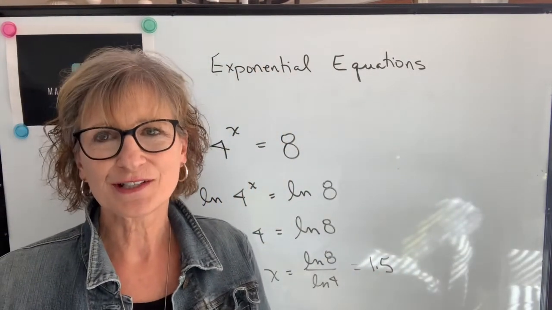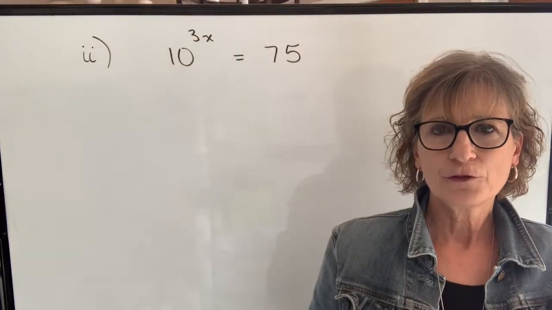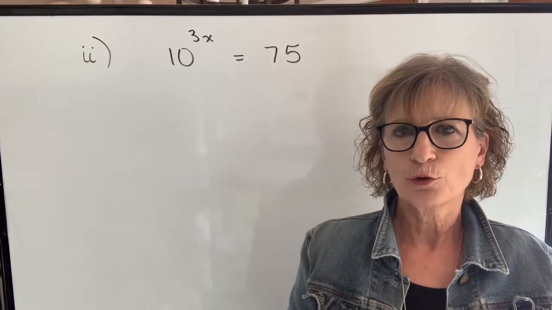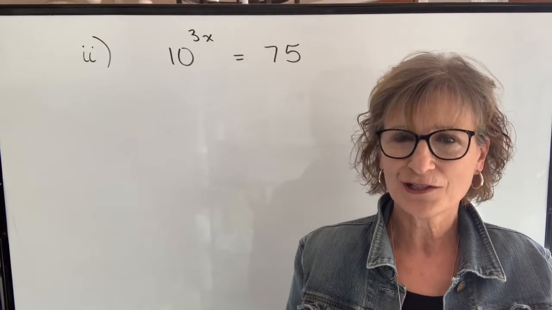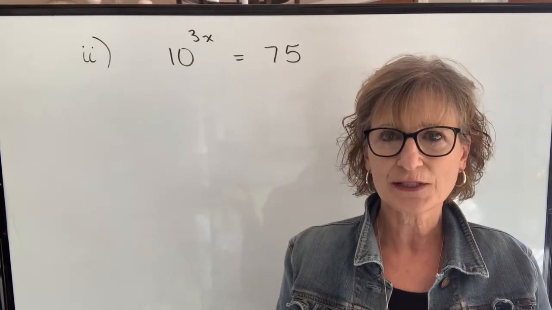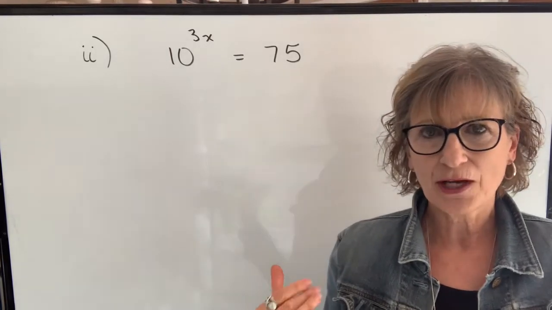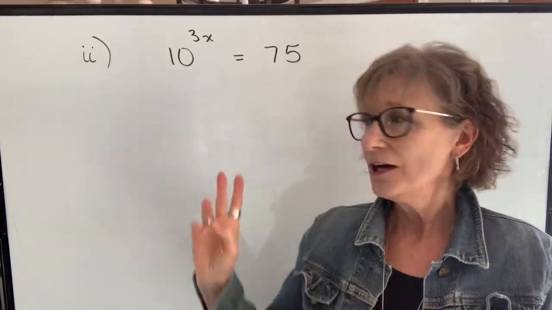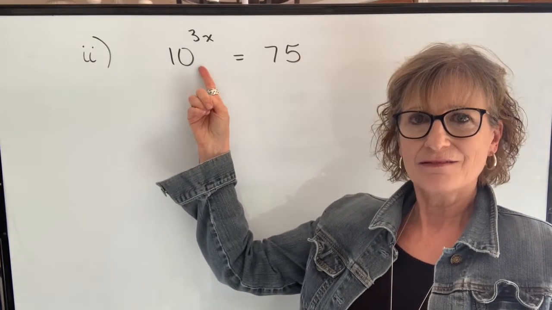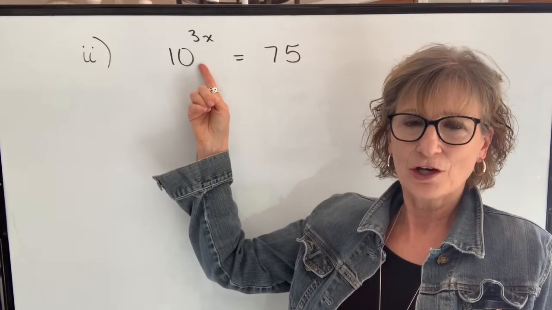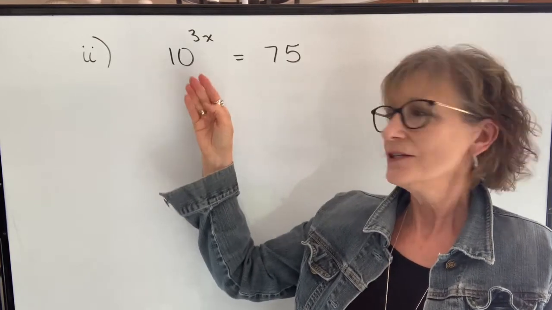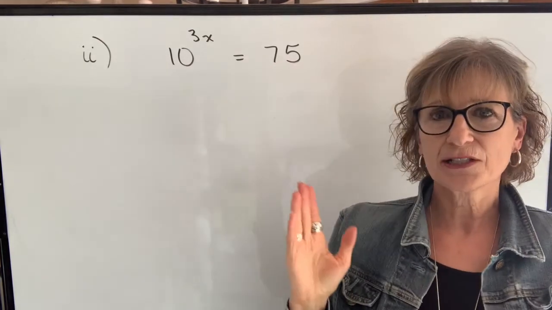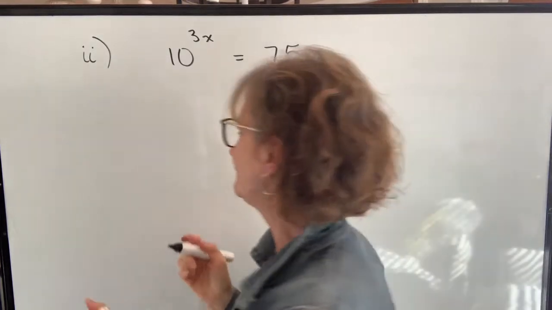Let's take a look at some more examples. If your equation has base 10 or base e, that should tell you what type of log to take of both sides. In the previous example, I could do base 10 or base e, but if the base is 10, then I'm going to find the log of both sides base 10. So that's what I'm going to do in this situation. I'm going to take the log of both sides base 10.